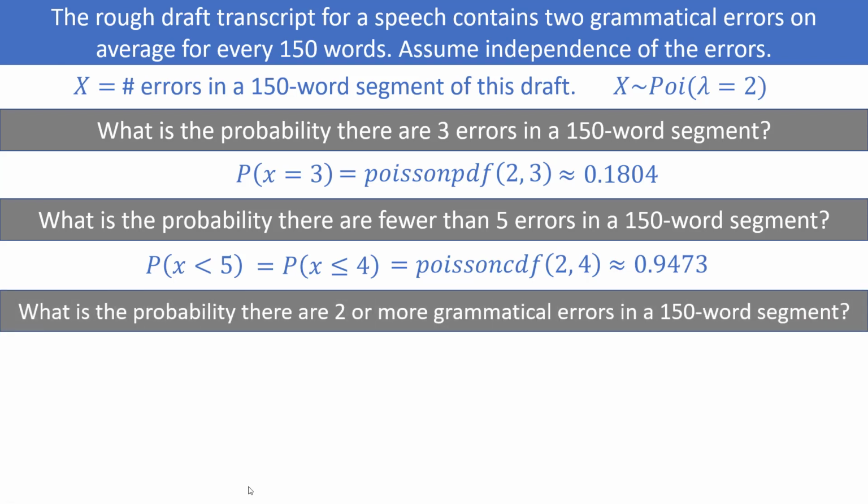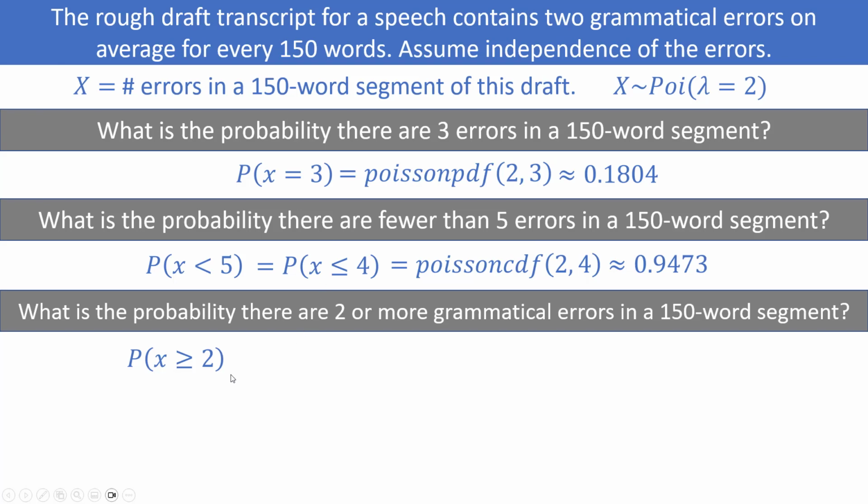What about the probability that there are 2 or more grammatical errors in a 150-word segment? This problem is asking for the probability that x is greater than or equal to 2. But once again, we only have 2 functions in the calculator for Poisson probabilities, the PDF for equal to and CDF for less than or equal to.